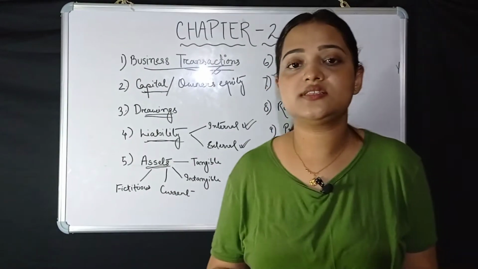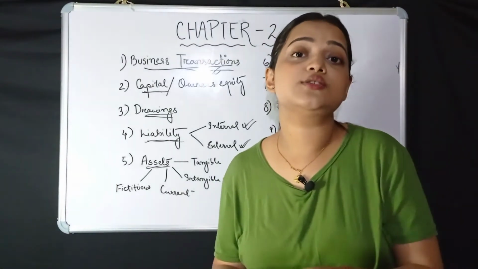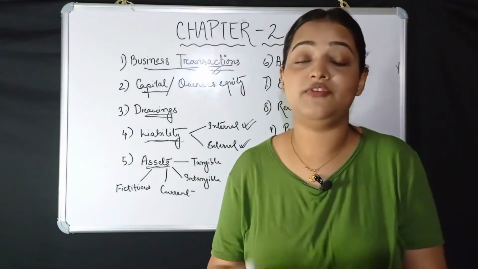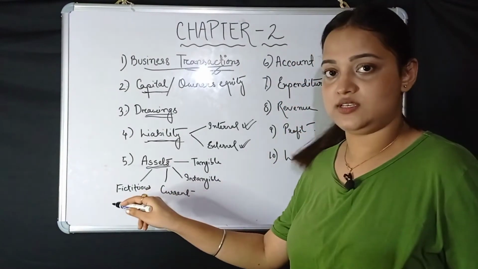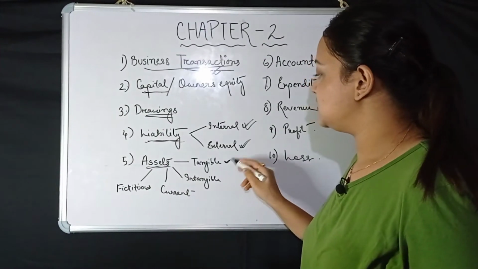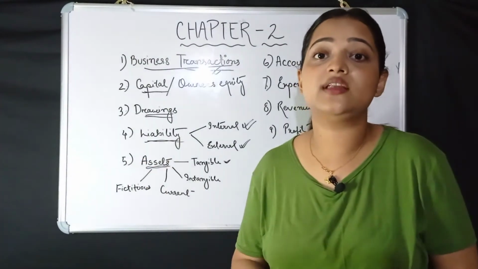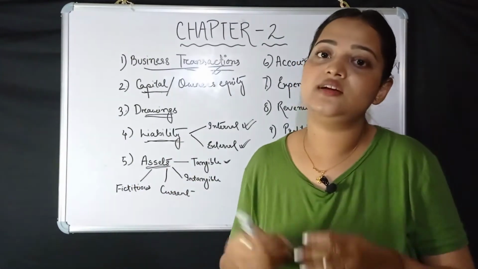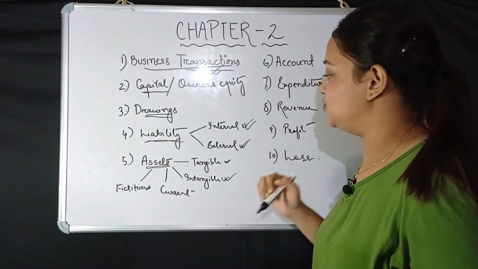नाउ व्हाट आर एसेट्स? Assets are the properties or the valuable things of a business, okay? The valuable belongings of a business. Now there are four types of assets, okay? The first one is tangible. Tangible क्या है? जो हम the assets which we can touch, see, feel, these are the tangible assets like the machines, right? Next one is intangible.